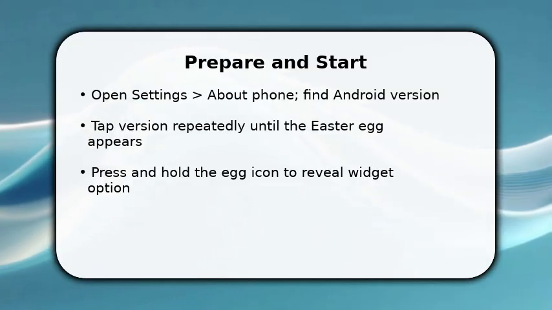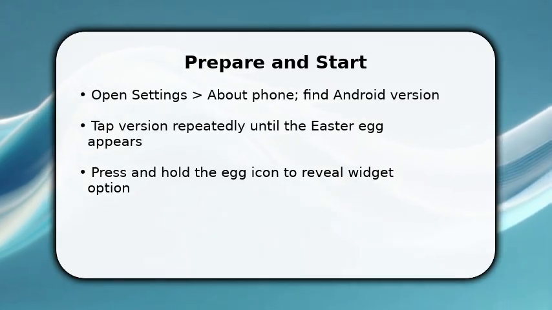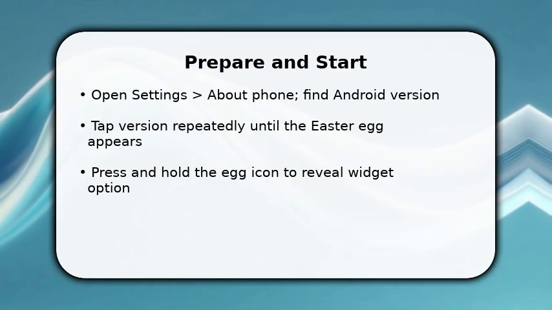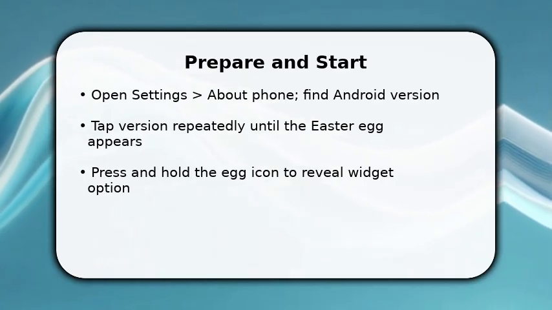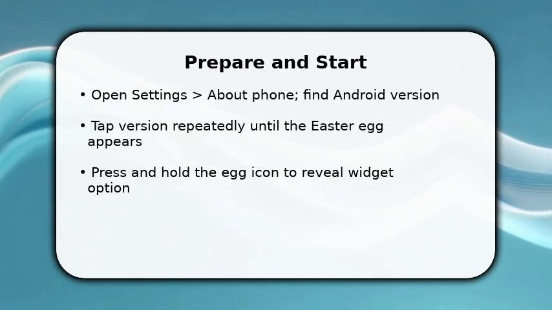You begin by locating the Android Easter egg inside Settings About Phone. Tapping the Android version rapidly triggers the hidden graphic. Once it appears, press and hold the egg icon until the contextual menu shows Widget or Add options.